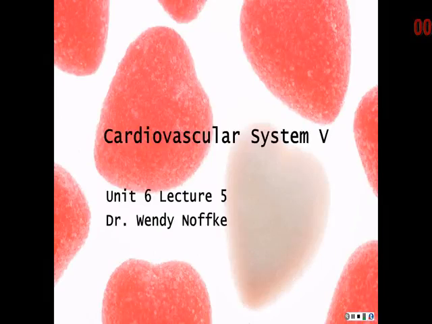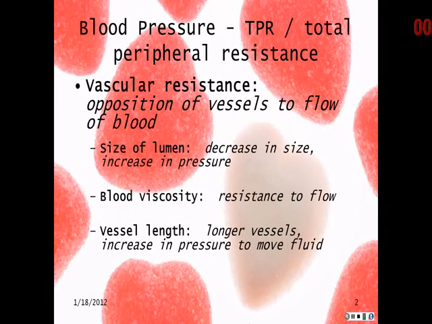In this lecture, we will look at more of the components of blood pressure. The third component of blood pressure to look at is the TPR, or total peripheral resistance, or vascular resistance. This is the opposition of the vessels to the flow of blood. The first thing that can influence this is the size of the lumen. The smaller the lumen, the greater the pressure.